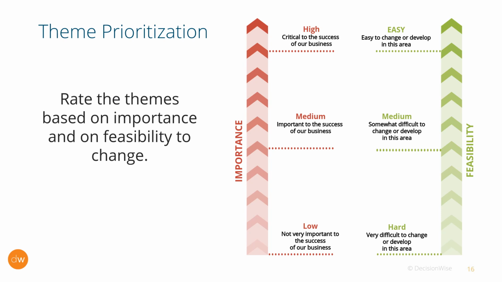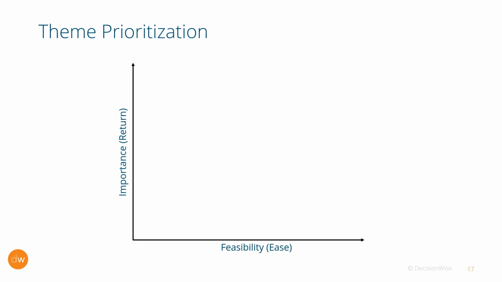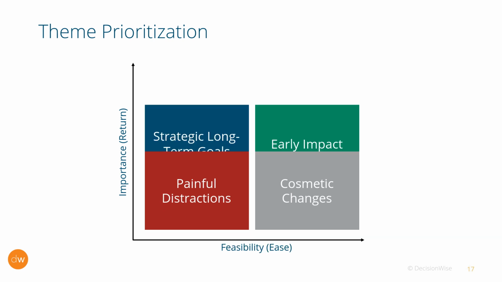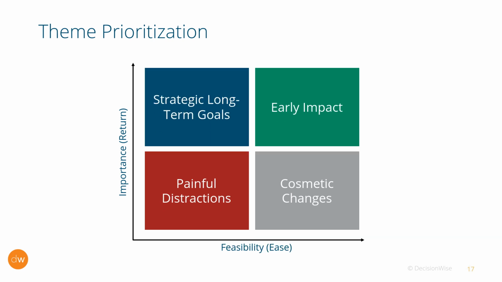Sometimes there are some quick wins. Other times they're long-term strategic topics like collaboration across the organization, for example. But we want to measure these out and get a feel for what we're really committing to. And then once you really understand those, you can see where they fall in terms of this prioritization. There are some quick wins with early impact. There are others that are distractions or cosmetic changes. These strategic long-term goals will require more effort and maybe a number of years to see improvement on some of those topics.